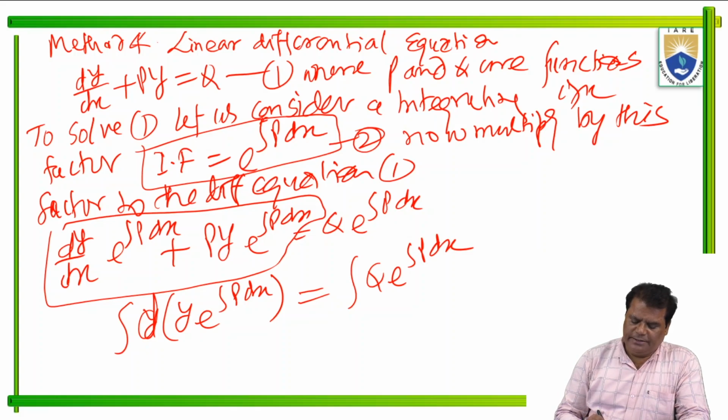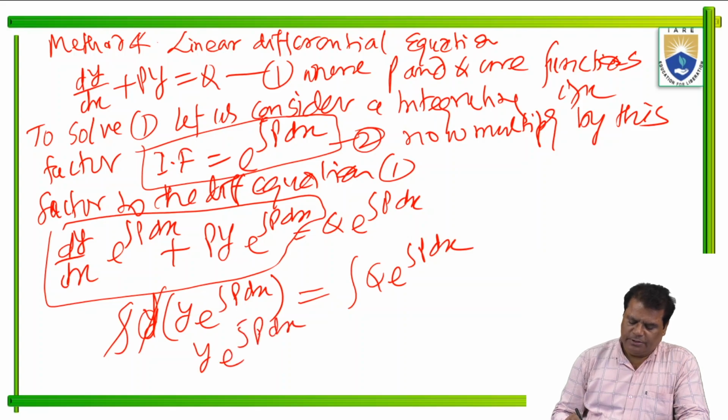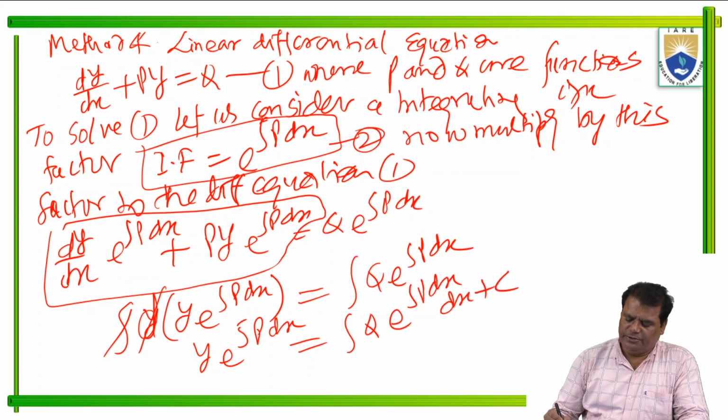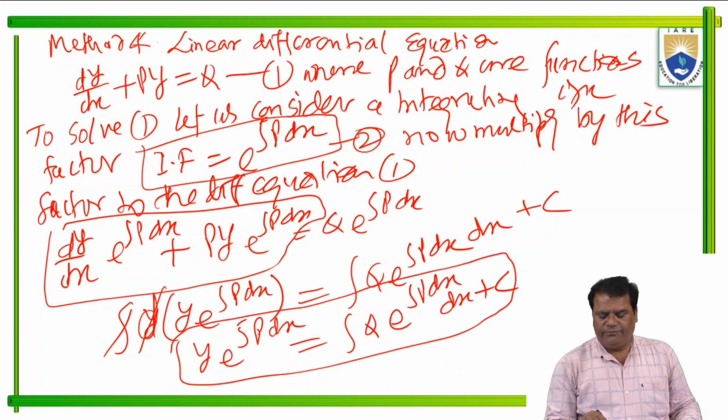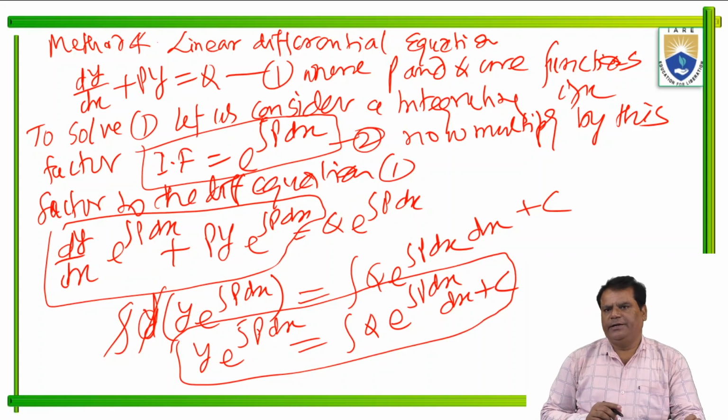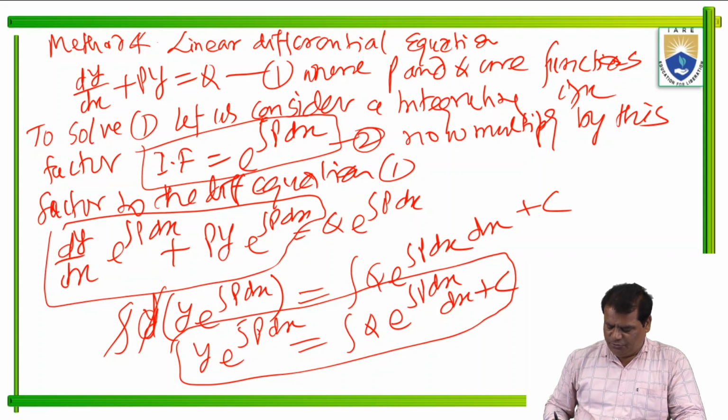After integrating this differential, this cancels to this. Here it is y e to the power integral P dx, and it is equal to the integral of Q e to the power integral P dx, dx plus c. So this is a constant. So this is the formula to solve the linear differential equation, and IF, the integrating factor, is e to the power integral P dx. We apply this formula to solve any differential equation.